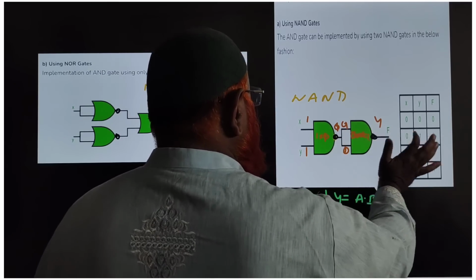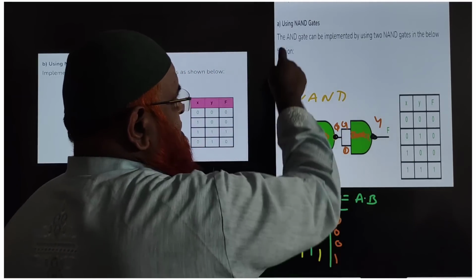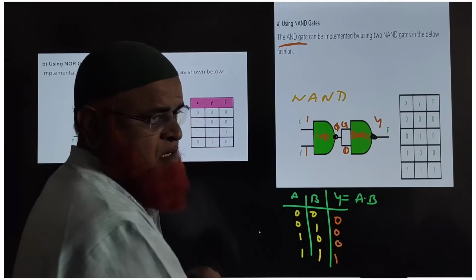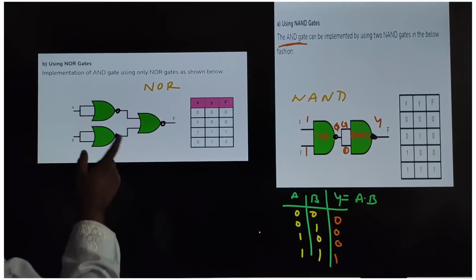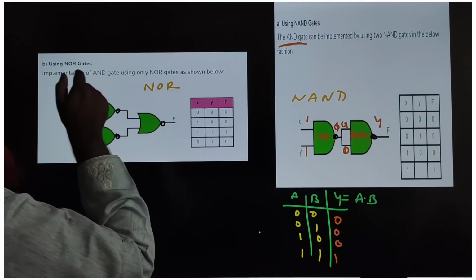It is just A into B, because we are constructing AND gates here. We are constructing AND gates. Is it clear? Now we have to show that NOR gates are acting like AND gates.